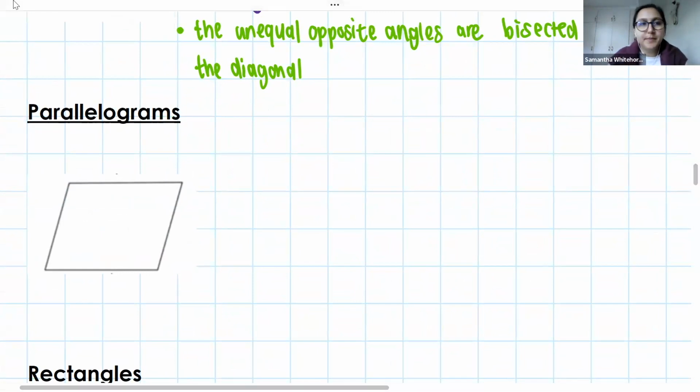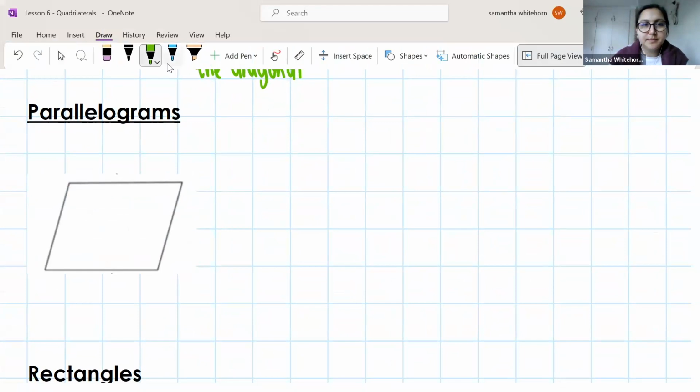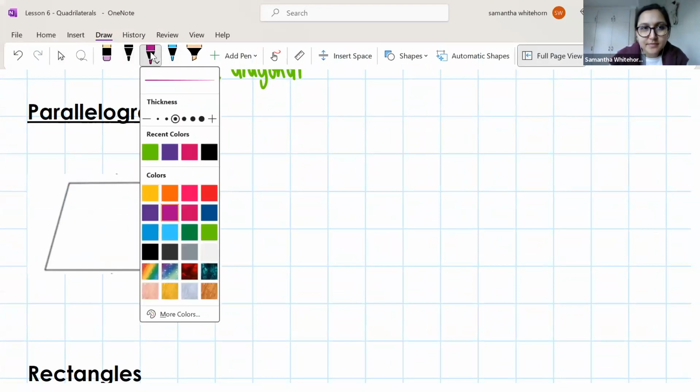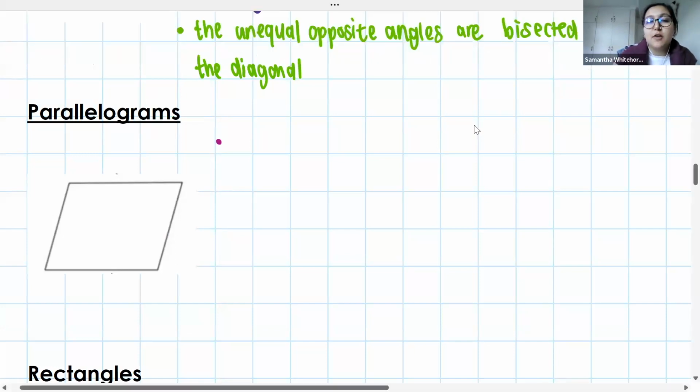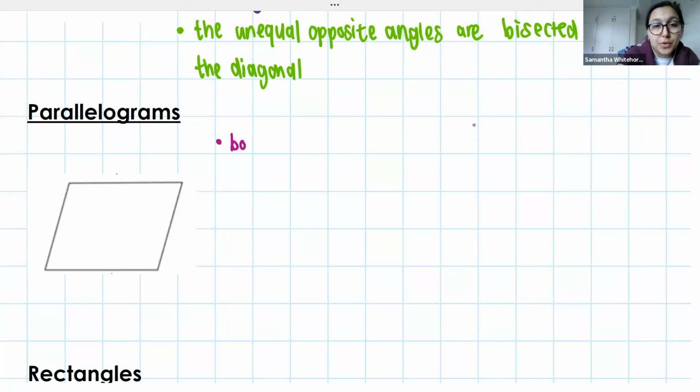Watobe? One characteristic is that both pairs of opposite sides are equal. Can you just say the first bit again for me? Both pairs of opposite sides are equal. Perfect. Sorry, you broke up a little bit there. Okay, perfect, guys. So this is the first really important characteristic that we have of our parallelogram. Both pairs of opposite sides are equal.